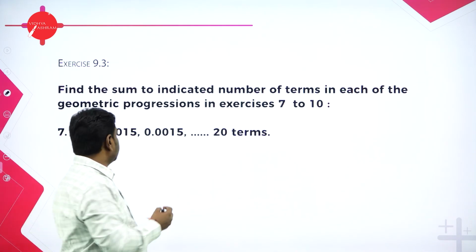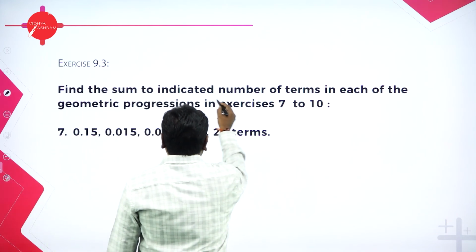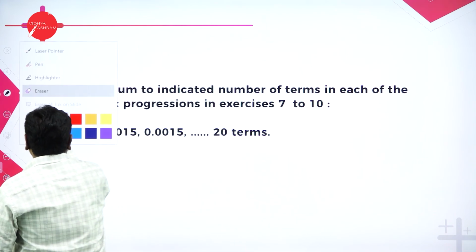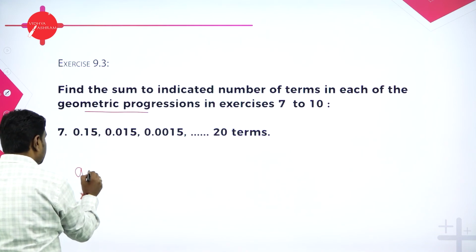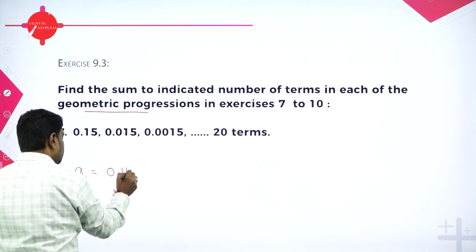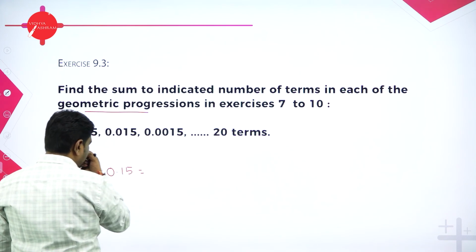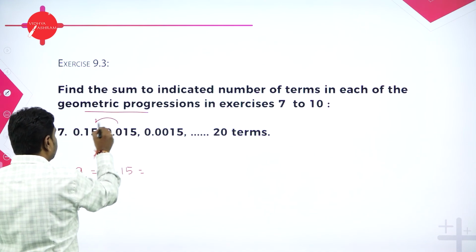Okay, now we'll go to the next problem, problem 7. They want you to find the sum indicated. From the 7th problem to the 10th problem, you need to find the sum indicated. All of these are in GP. So the first term A is 0.15. If you want, you can write 15 by 100, or you can convert it. And R is the common ratio. Common ratio is the second term divided by the first term.